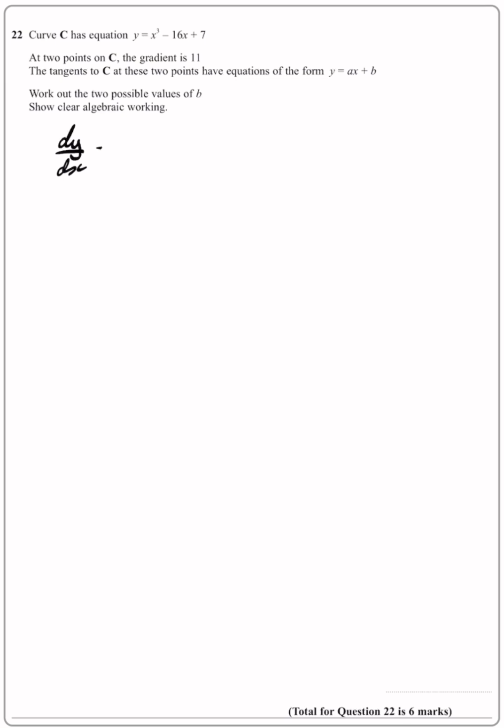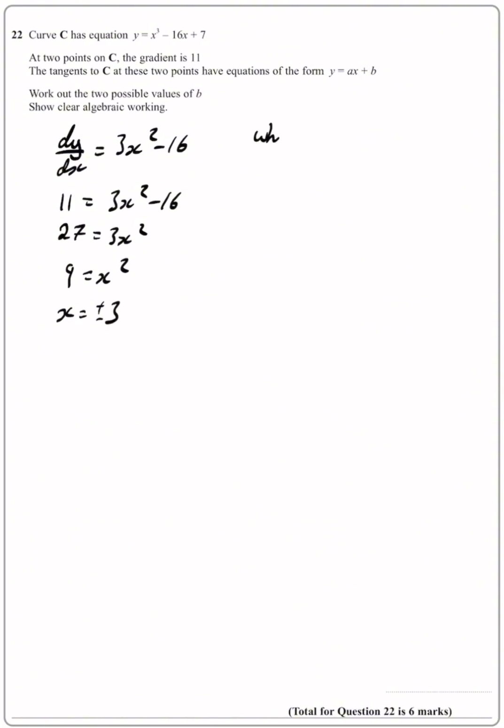Question 22, we're given a cubic to play about with. We're told that there are 2 points with a gradient of 11, and we've got to find the equation of the tangents to the curve at those 2 points. The first thing I'm going to do is differentiate, so 3x squared minus 16. After I've differentiated, I'm going to set dy by dx as 11 and solve the equation. Add 16 to both sides, divide both sides by 3, and then square root. So x is going to be plus or minus 3.